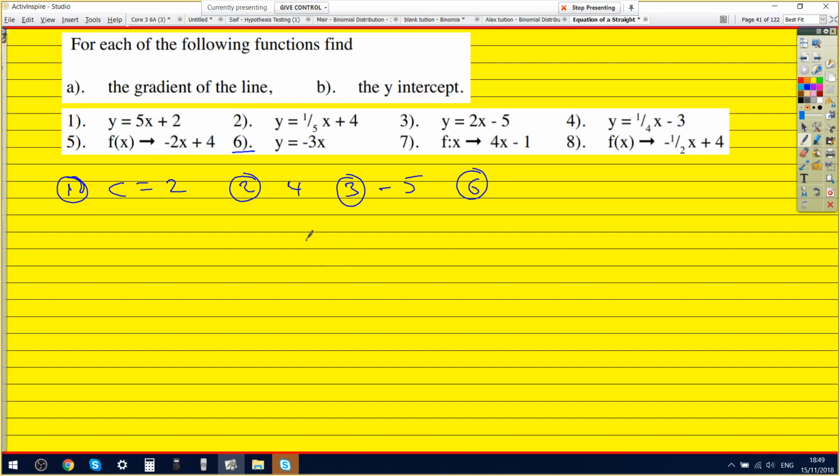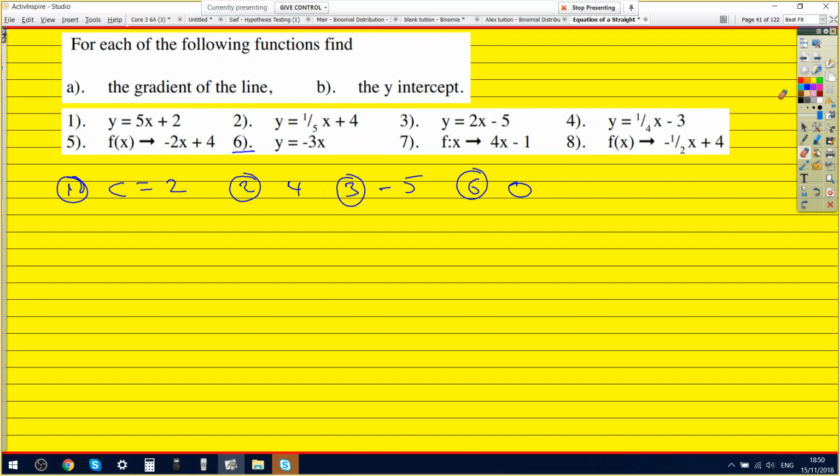Minus 3. So that's not the number without x. Y. It's like minus 3x plus 0. So in that case it's just 0. There is no number. Okay.